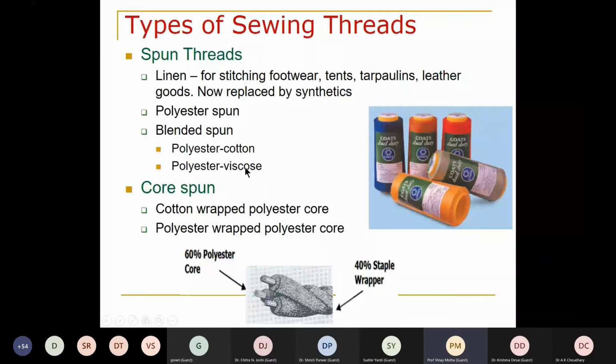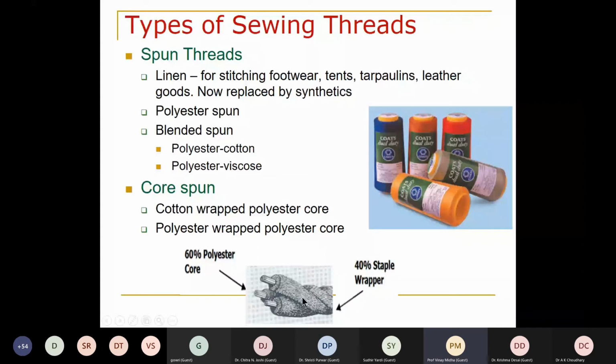Then we have another type, that is the core spun threads. Core spun threads have a cotton wrapped polyester core, and in most cases we have the core as polyester fibers. The polyester core is around 60%, and the rest 40% is the staple fiber, which is the wrapper.